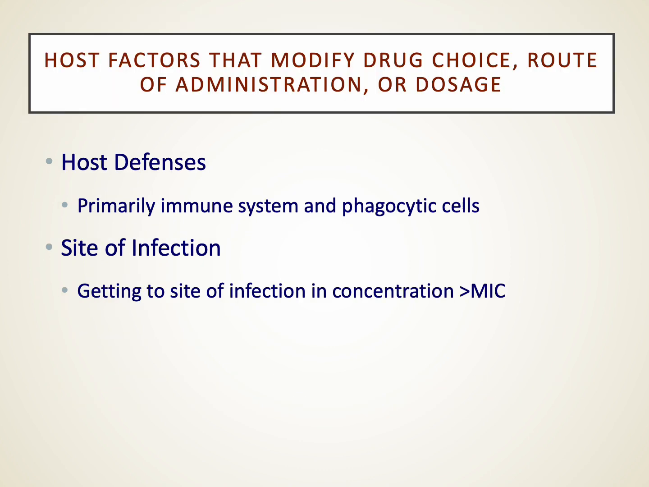You're always going to consider in the choice what the host defenses are, if they're immunocompromised or not, and what the site of infection is. And can you get adequate amounts of the antibiotic you want at that site? So it's got a lot to do with pharmacokinetics and distribution of drugs. Will a drug distribute to where you want it to go?